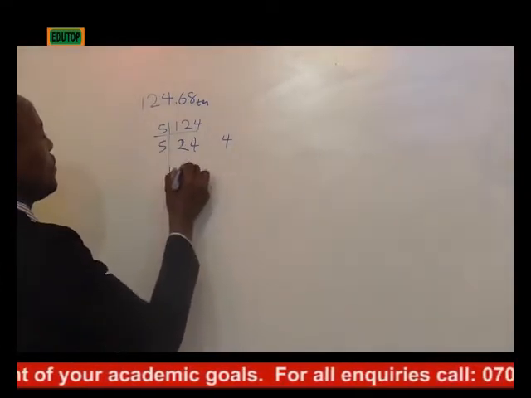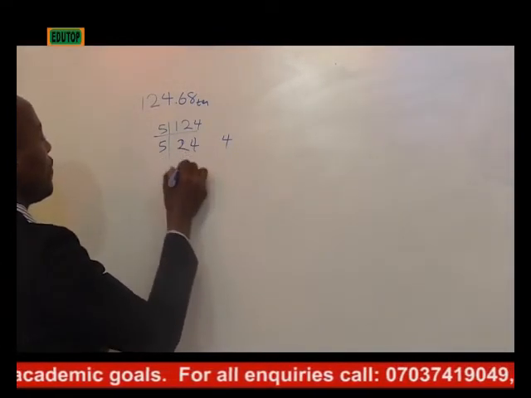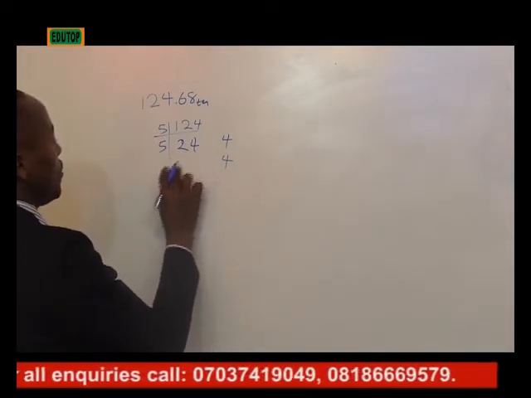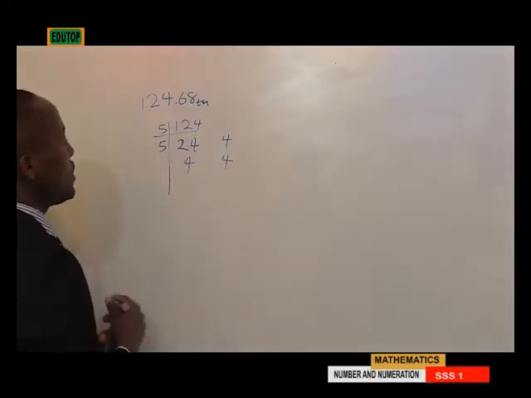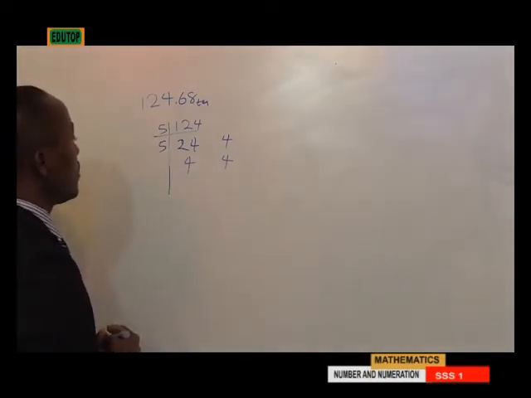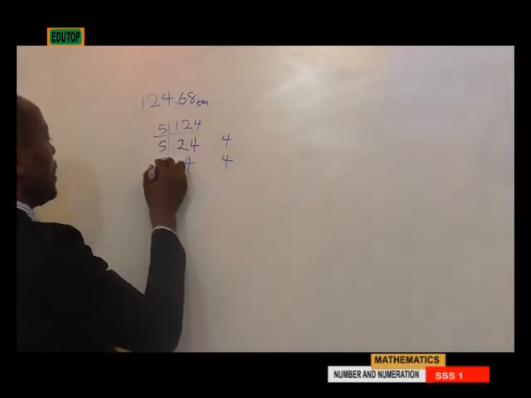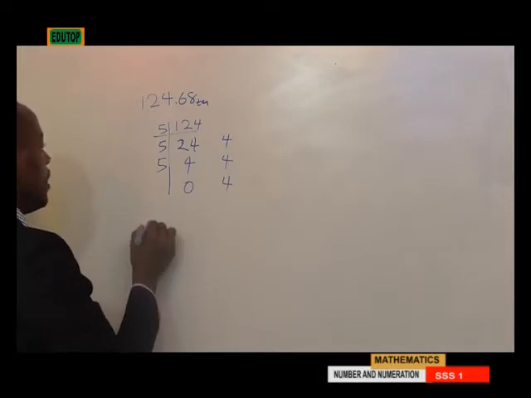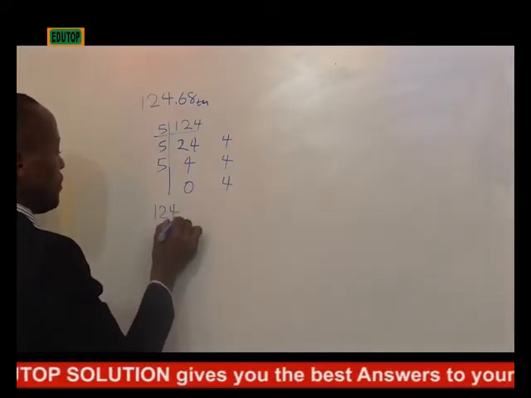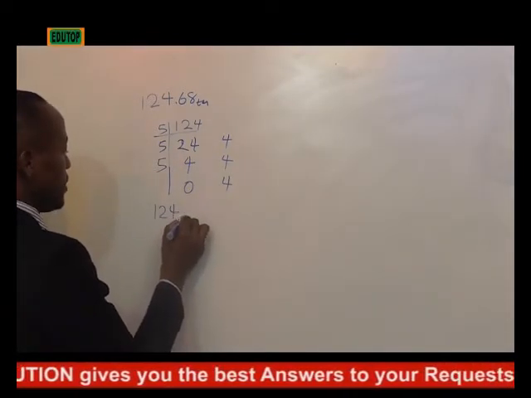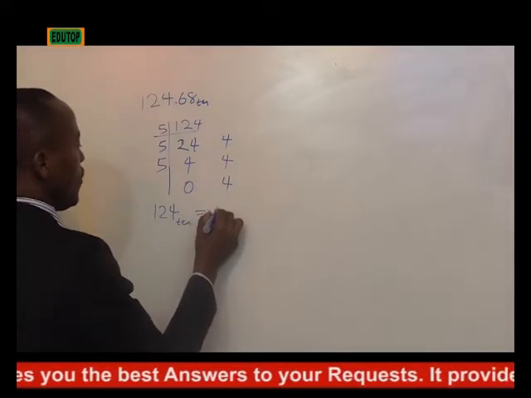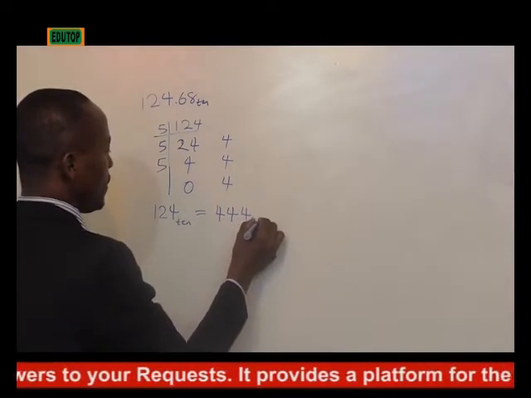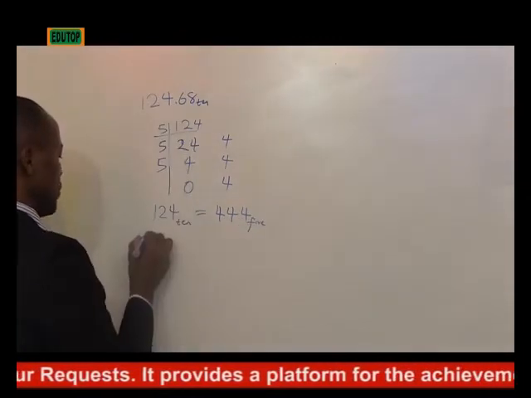5 again, 24 divided by 5 is 4, remainder 4. 5 times 4 is 20. 24 minus 20 will give us 4. And then it's not possible for us to divide again, so we just put our 4 here. That means 124 base 10 is equal to 444 base 5.